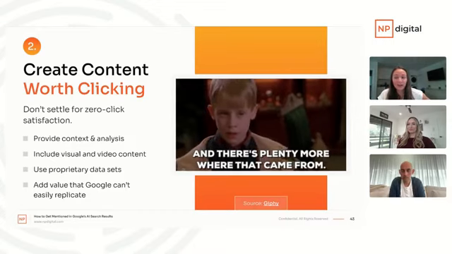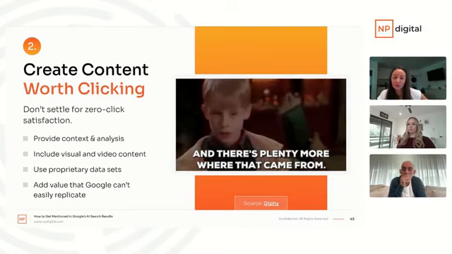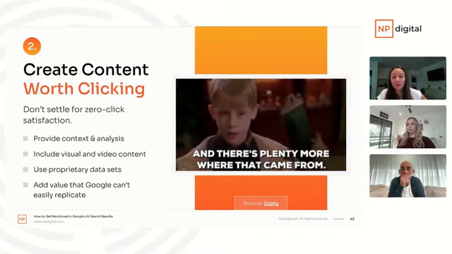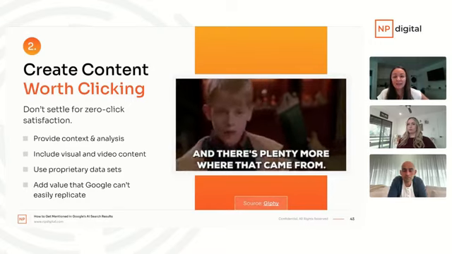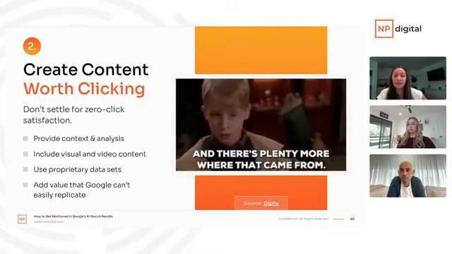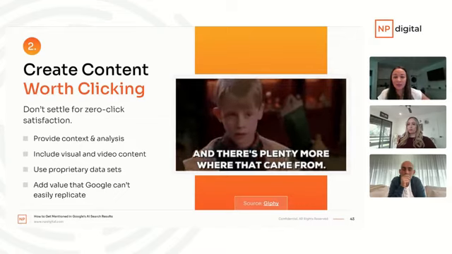Now, creating content worth clicking, right? This sounds like a no-brainer. Really, the goal here is not to let zero-click results kill your traffic. So you want to be doing things like using visuals within your content. A huge one is consider using proprietary data. What do you have internally at your company, your data, that you can put into your content? Those are things that nobody else has. And then you also want to be thinking about how to make people want more, right? Give them something that they really can't get elsewhere. Give them something that Google isn't going to be easily replicating. So take this mindset with you into your content creation process.